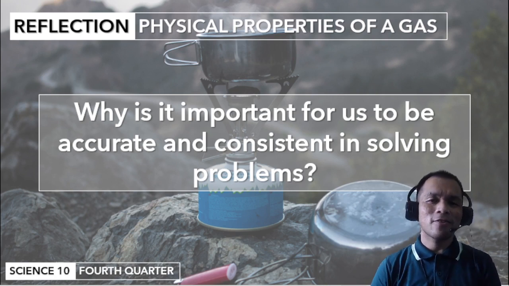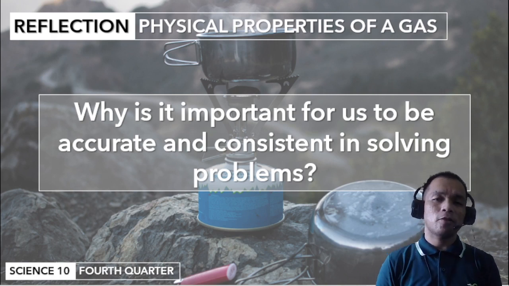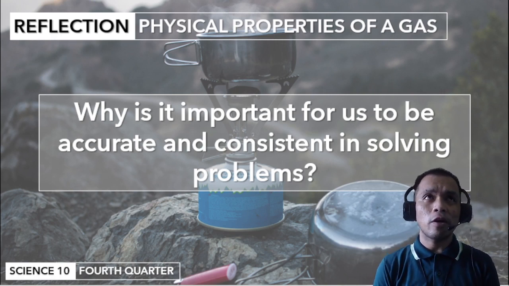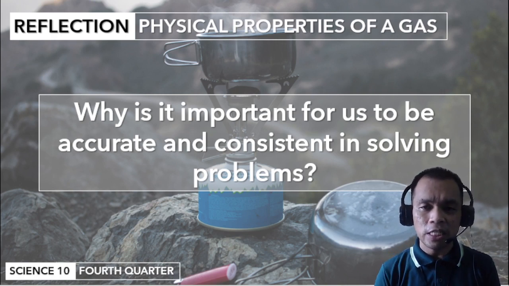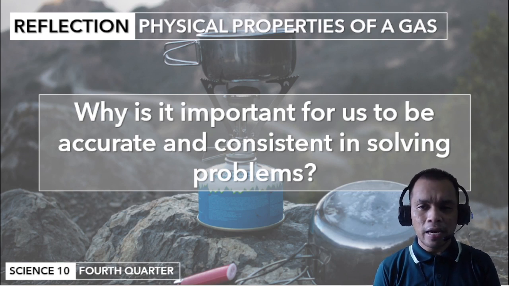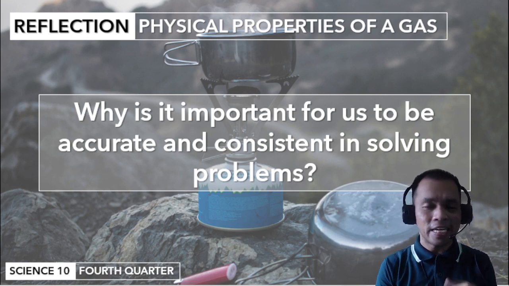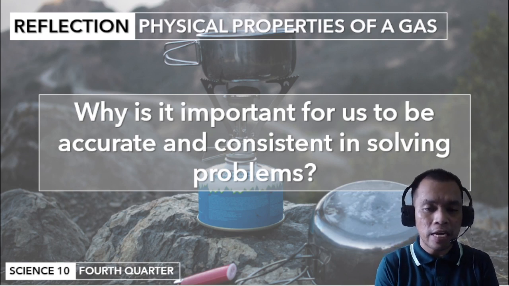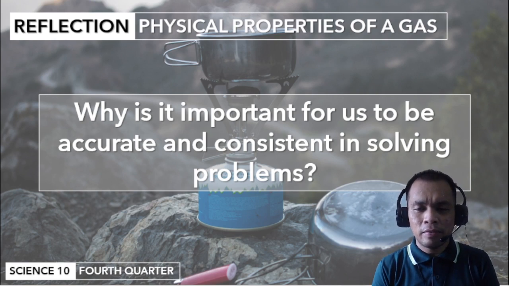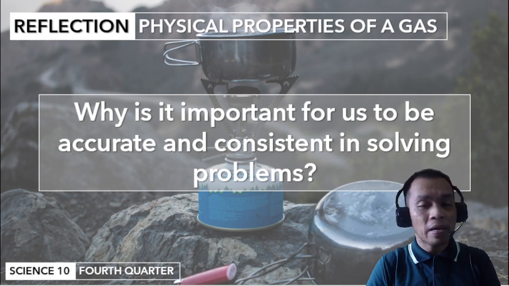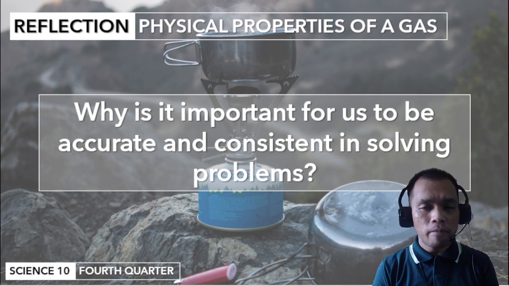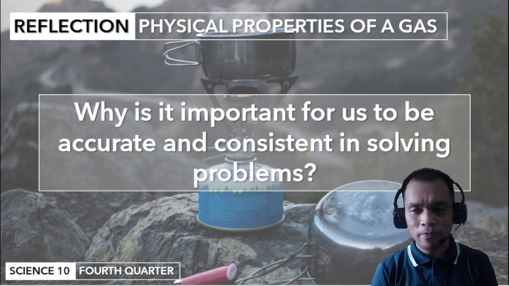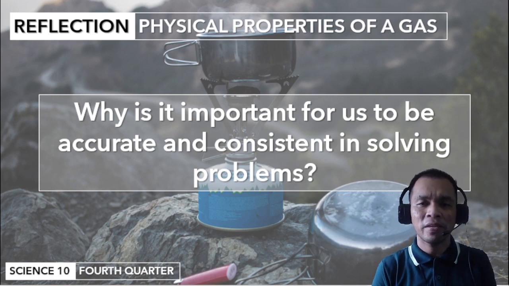Okay? Yes, that's correct. Now, it is important for us to be accurate and consistent in solving problems because, especially in the scientific world, we have to be very precise. We have to be very accurate with measurement because anything in excess becomes a mess or becomes a mistake. For example, in the medical world, if we try to measure anything in excess, it might be very dangerous to a patient.